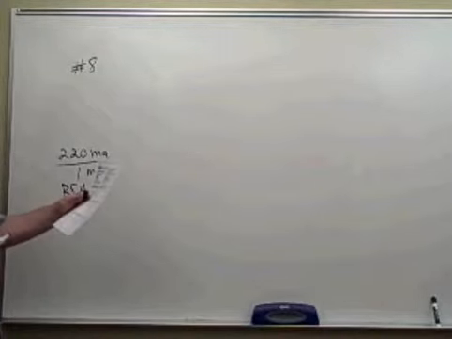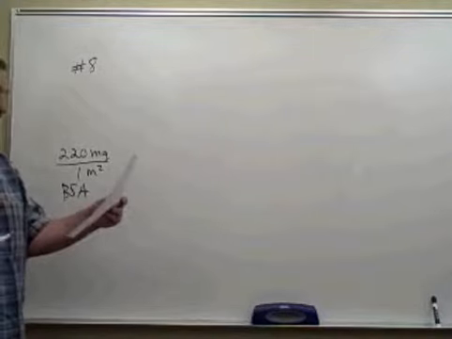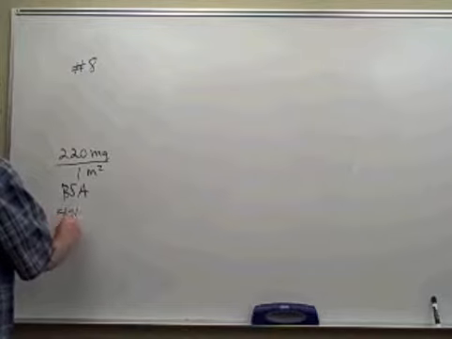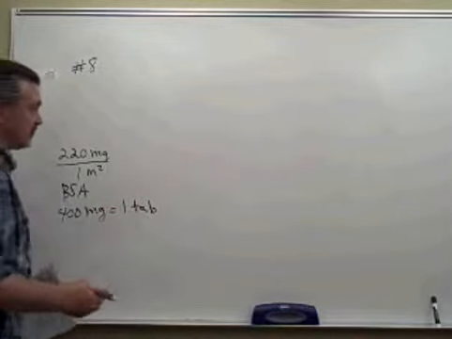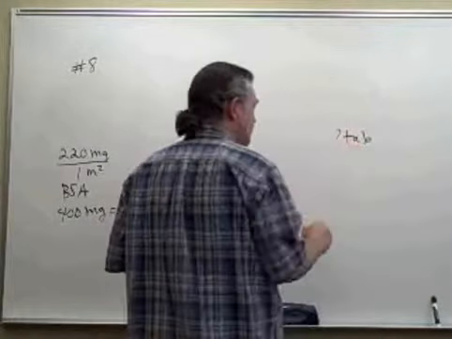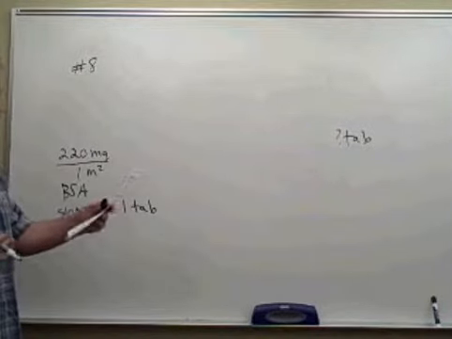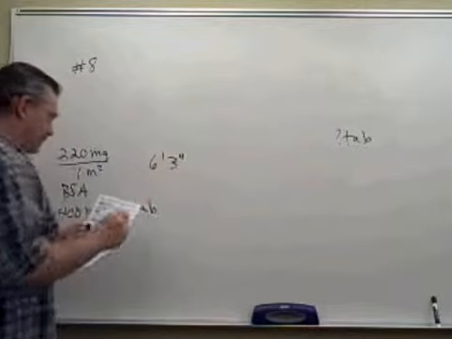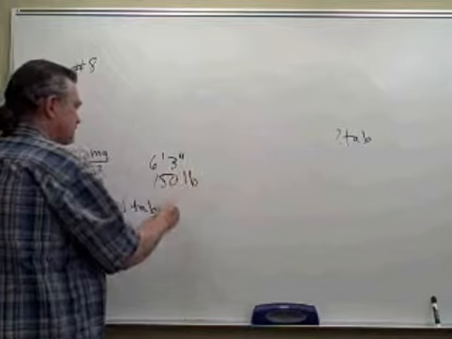It says, how many tablets of this antiviral drug will you administer if each tablet contains 400 milligrams? Okay? So there's 400 milligrams in each tablet of the drug. And we want to know how many tablets then should the patient receive. And we're told that the patient is 6 feet 3 inches tall and weighs 150 pounds.